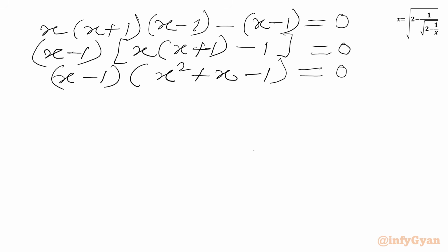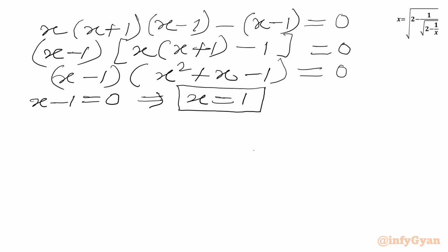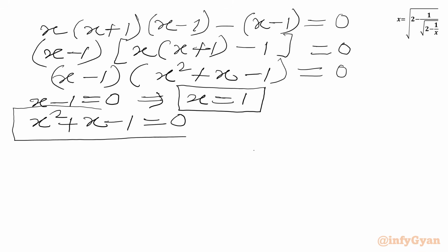Now we will use product 0 rule. So we will write either x minus 1 will be equal to 0. So from here we will write x equal to 1, our first real solution. Now we have to write our second equation, x square plus x minus 1 equal to 0. Now this is one quadratic equation. We can use quadratic formula.